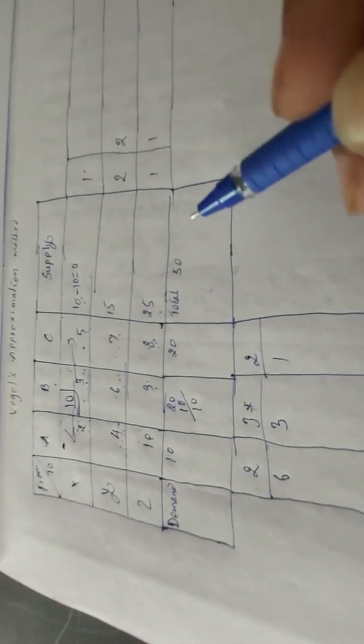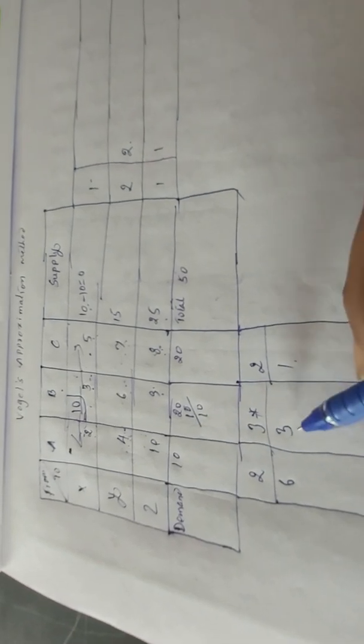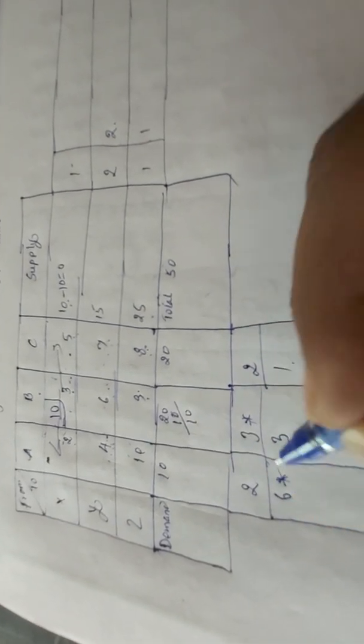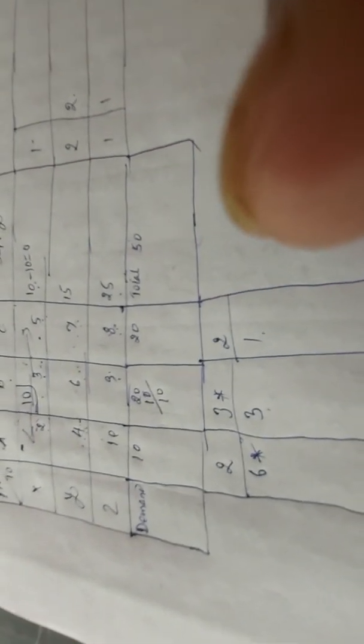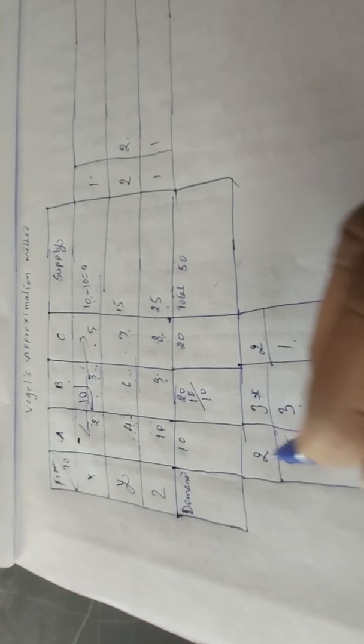So here we have calculated 5 penalties: 1, 2, 3, 4, 5. In these 5 penalties, which is the highest penalty? That is 6. 6 is the highest penalty. So 6 relates to this column.